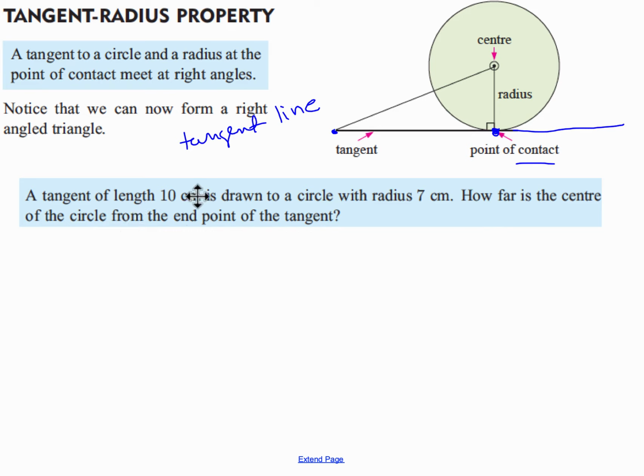All right, a tangent of length 10 centimeters is drawn to a circle with radius 7 centimeters. Let's do it.